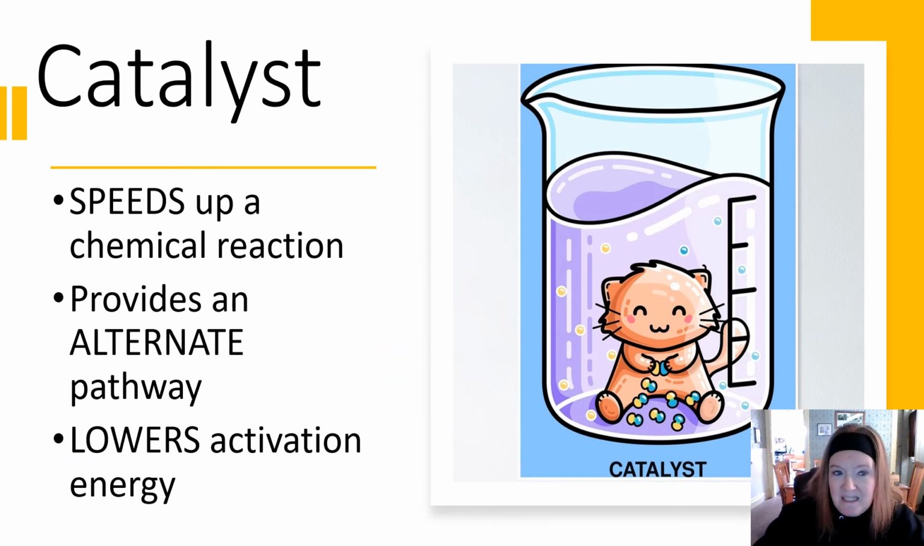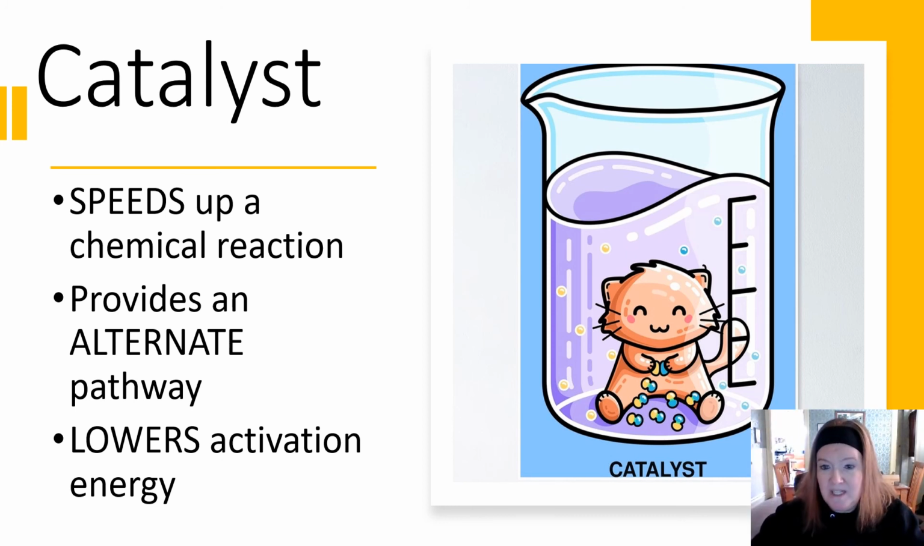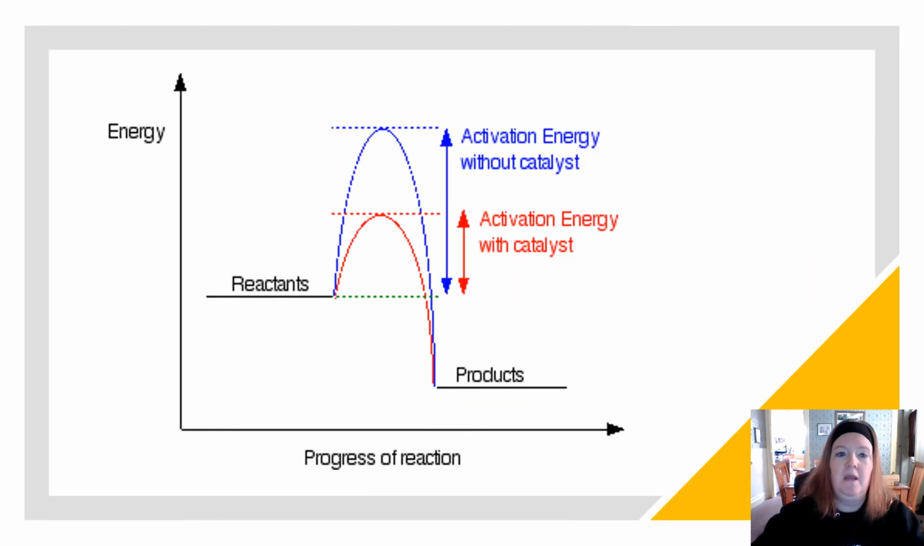What is a catalyst? Well, a catalyst is a substance that speeds up a reaction. It provides an alternate pathway. It's going to lower activation energy. It's not used up. But here's the weird thing. It doesn't affect equilibrium. It just makes the reaction get to equilibrium faster. So it doesn't change only the forward. It doesn't change only the reverse. It makes the forward happen faster and the reverse happen faster. So the equilibrium happens faster, but still reaches the same exact equilibrium.